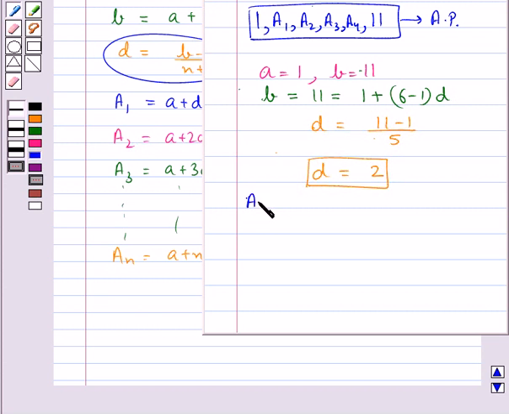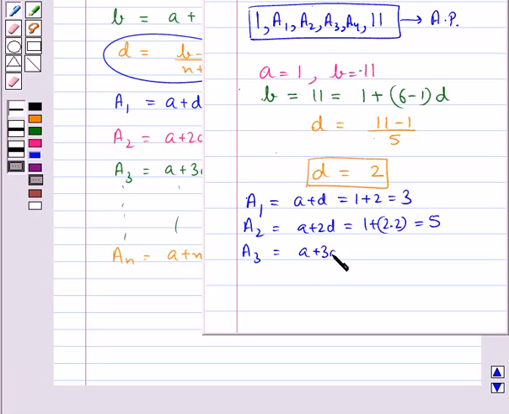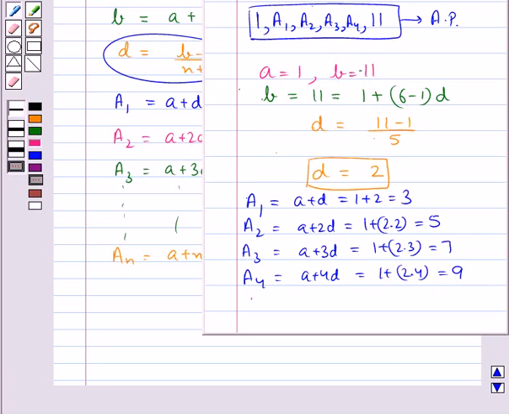Thus we have the first number A1 equal to A plus D, that is 1 plus 2, equal to 3. Then A2 is equal to A plus 2D, that is 1 plus 2 into 2, which is 5. Then A3 is equal to A plus 3D, that is 1 plus 2 into 3, which is 7. Then A4 is equal to A plus 4D, that is 1 plus 2 into 4, which is 9. So we get the resulting AP as 1, 3, 5, 7, 9, 11. This is how we can insert any number of terms between given two numbers.